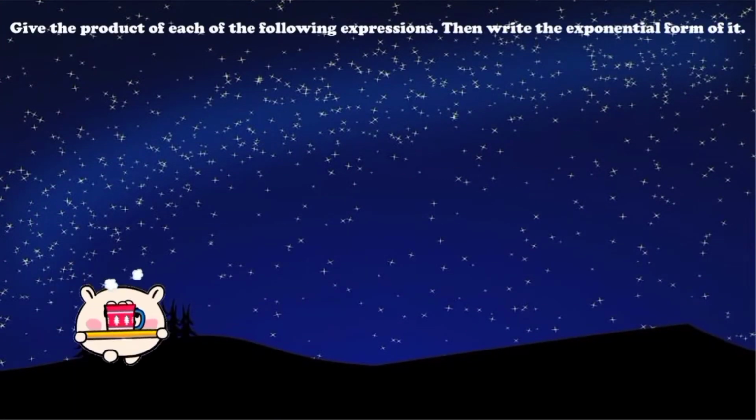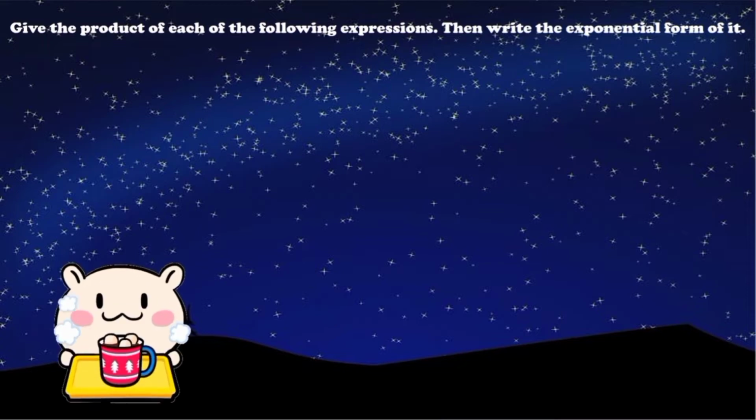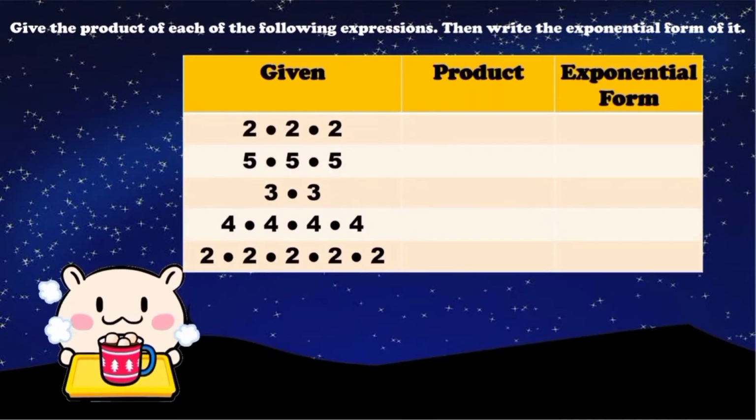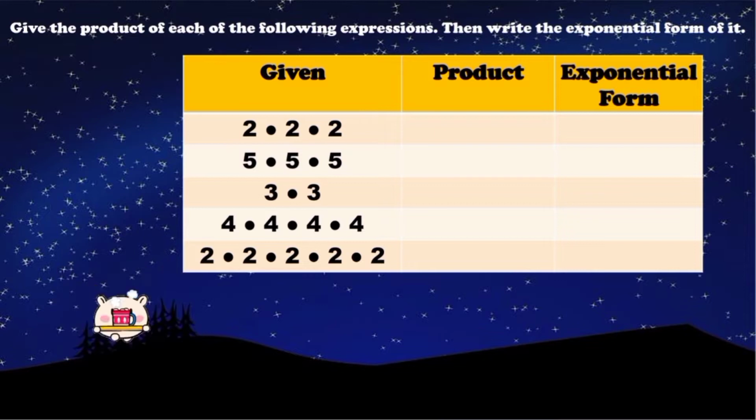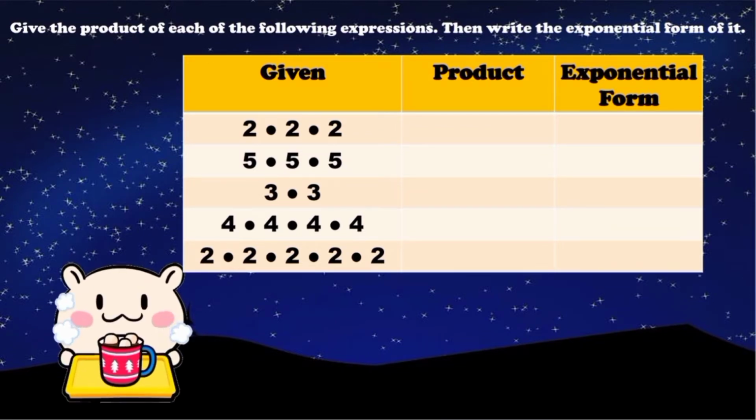Give the product of each of the following expressions. Then write the exponential form of it. Now here is the table. We have the given, the product, and the exponential form. Let's have example number 1.